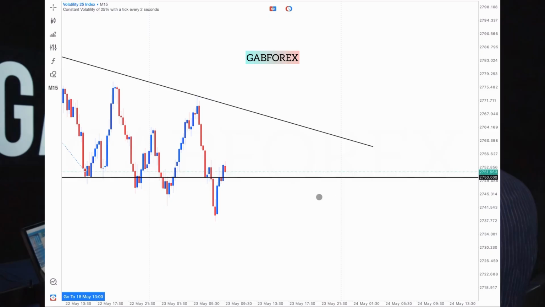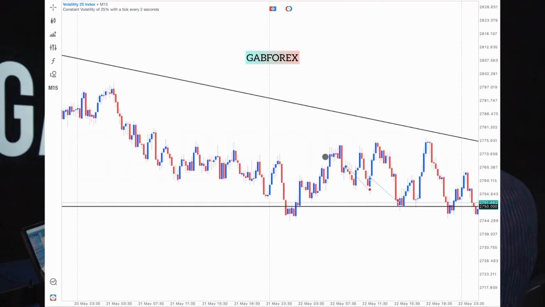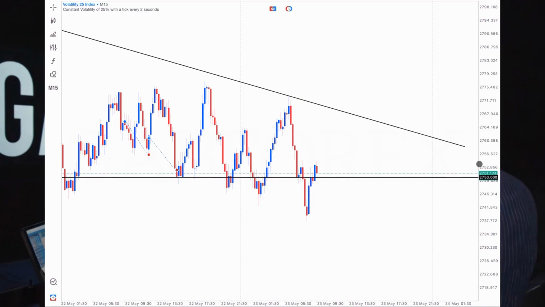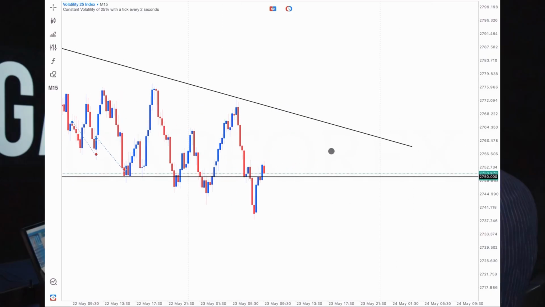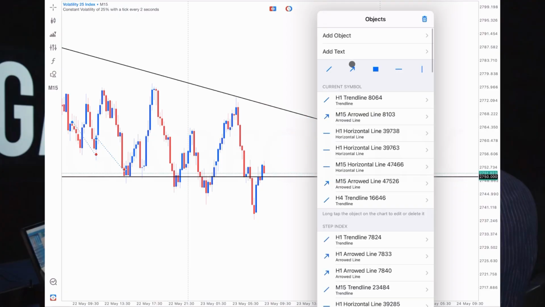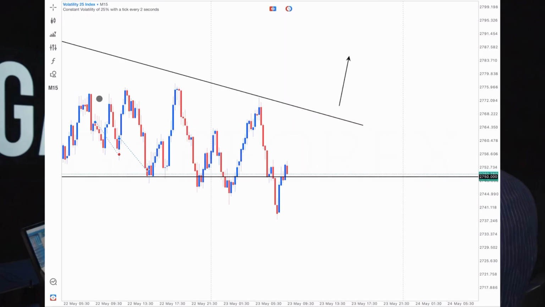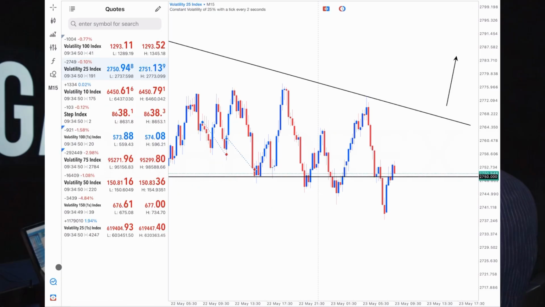All right, so it's because of this that we have this instrument, this indices, this volatility 75, as the second pair on our watch list. It's because of this analysis we have it there. All right, so we are expecting the buy on this market, so we will enter when it's time. So we are done with that one.